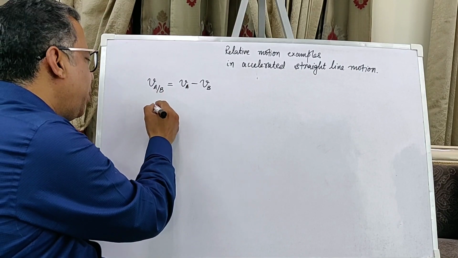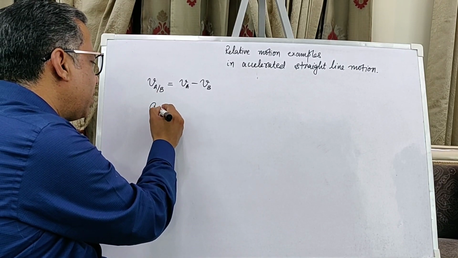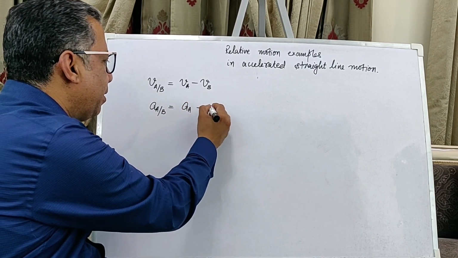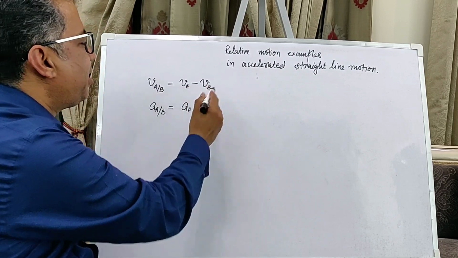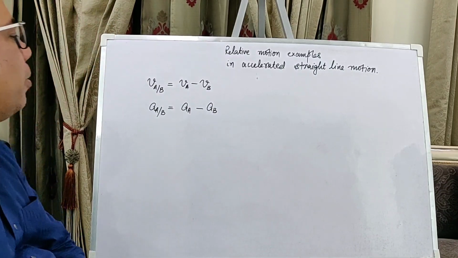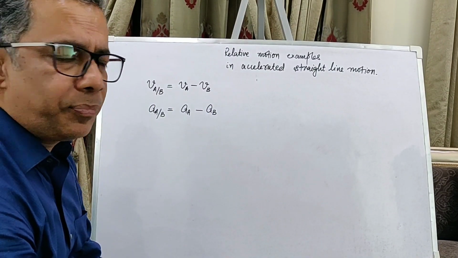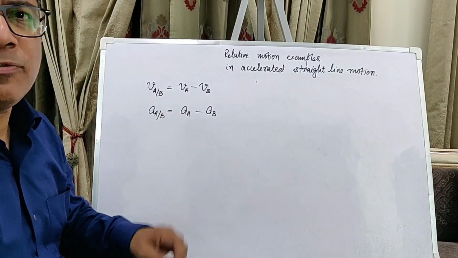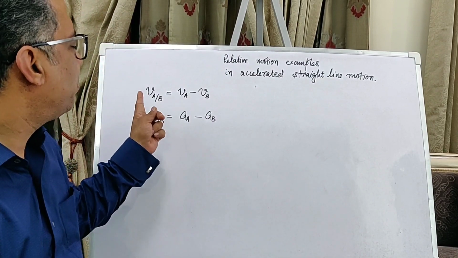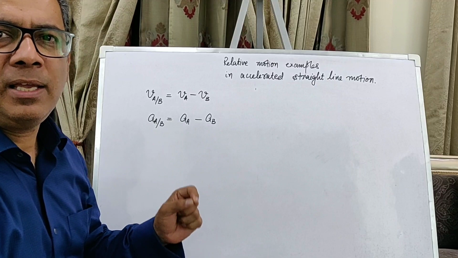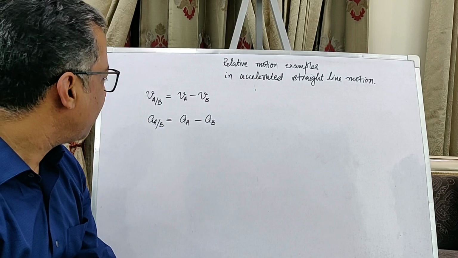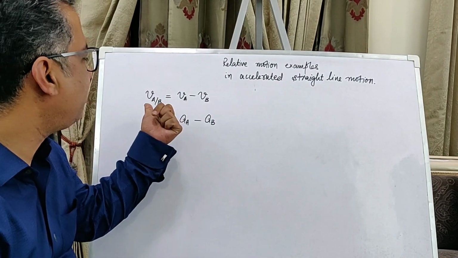Now, to involve acceleration is really only going one step further. If you differentiate this equation with respect to time, you get acceleration of A with respect to B, and that equals acceleration of A minus the acceleration of B, after differentiating every quantity in this equation here. Now, once we are aware of this, and we are also aware of the concept of uniformly accelerated straight line motion, when we observe motion of A with respect to B, we assume that B is at rest, it is stationary, and the motion of A is being observed from B.